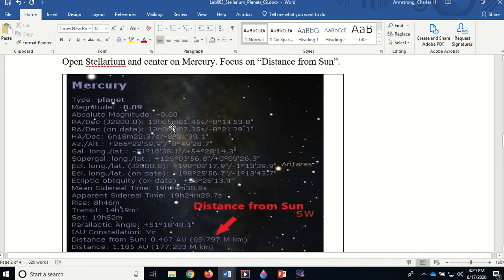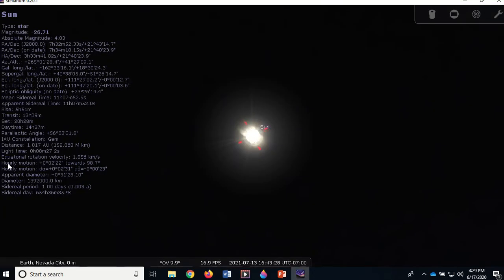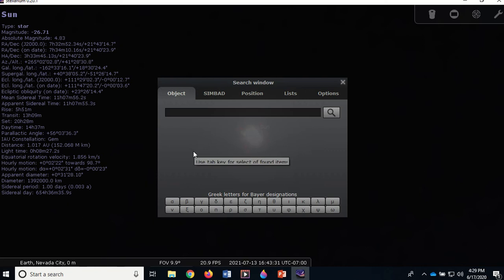So we open Stellarium and center on Mercury. So here I've got Stellarium right here. I'm going to go over here, find the location thing, and type in Mercury.